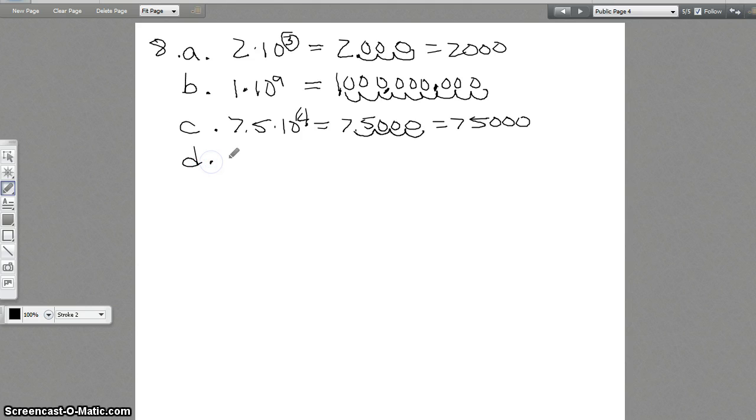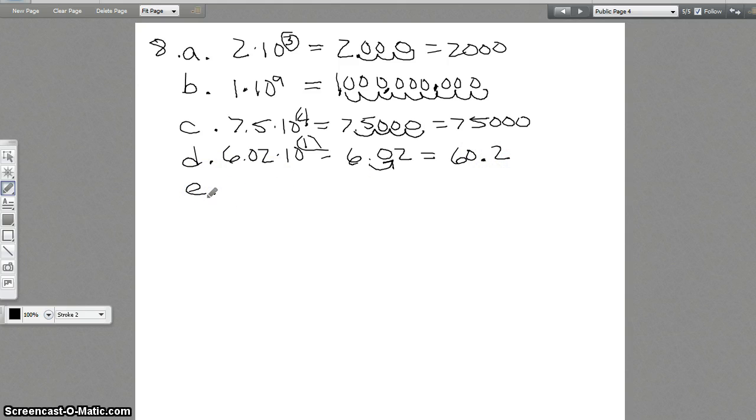Part D, 6.02 times 10 to the 1. Well, we started off with 6.02. We're going to multiply it by just 10 to the first power, which means we move our decimal only one place. So that becomes 60.2.